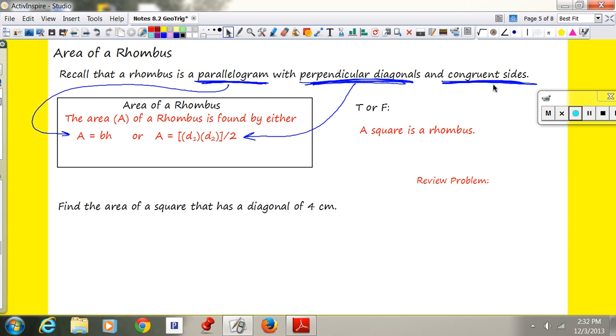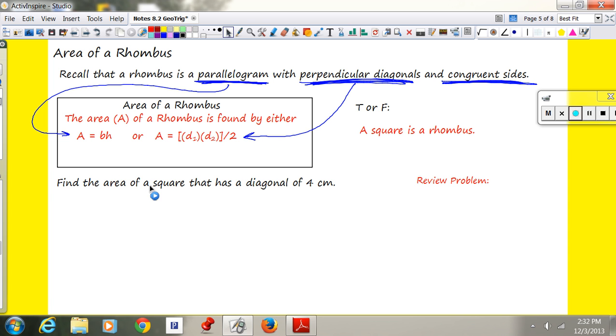So that's why I can go down here, since I'm talking about a rhombus, and say find the area of a square, because a square is a rhombus, that has a diagonal of 4 centimeters. Okay, so here's my picture. I got a square, I drew in a diagonal, got a 4 centimeter length. Could I find the area of that without doing much work? Probably could, because of this formula right here.